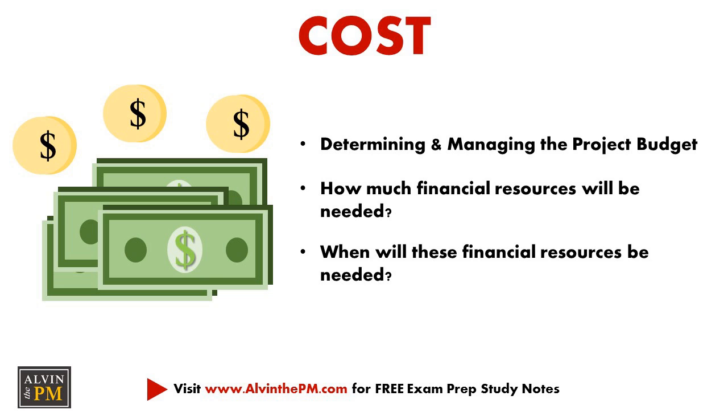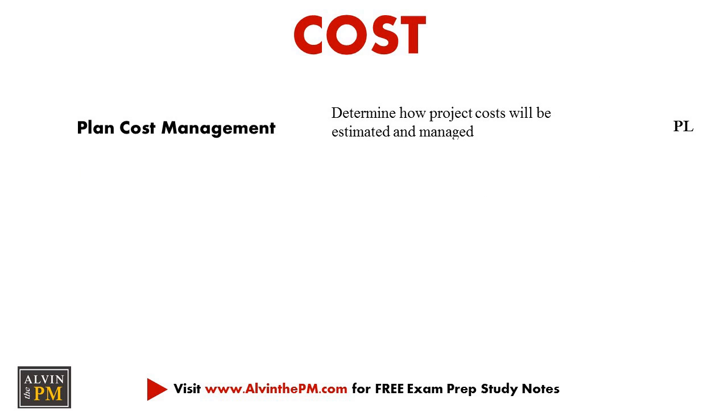So let's talk about the next knowledge area of cost management. Here, we're estimating what our budget will be, when financial resources need to be available, and also how much money will be needed to complete our project's work. So the first process is plan cost management, where we're determining how we'll estimate and manage our project costs and budget.